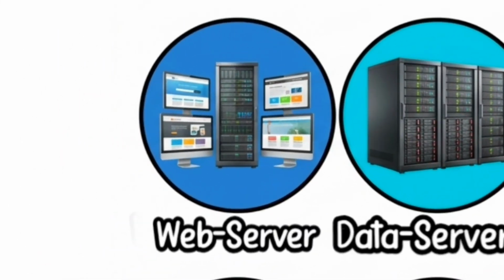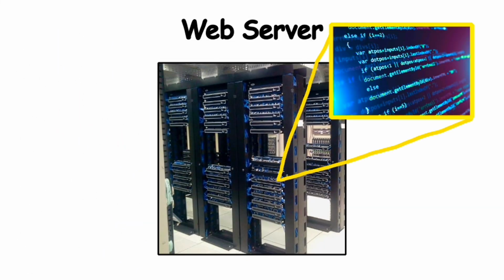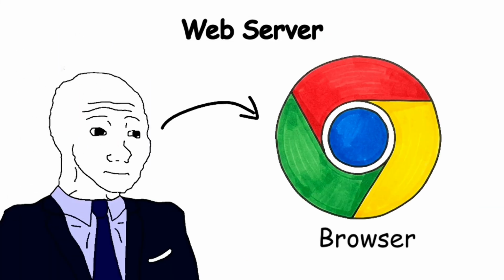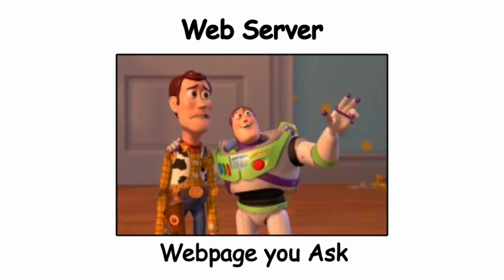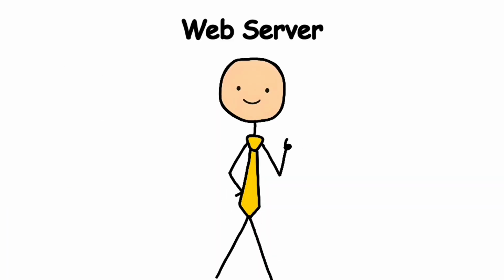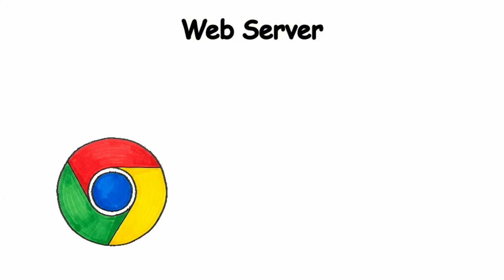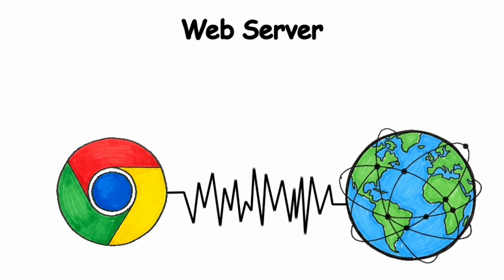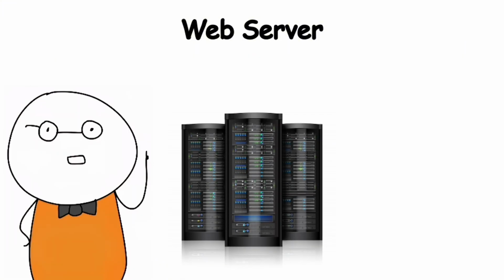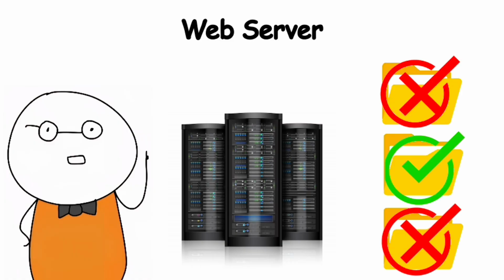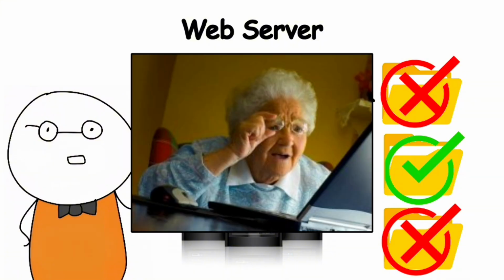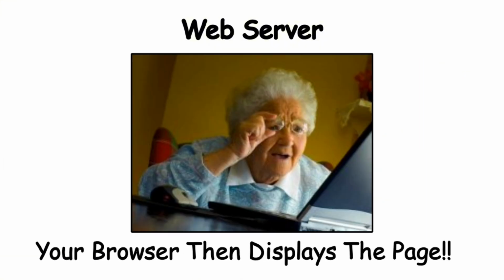Web server. A web server is a program that receives requests from your browser and sends back the web page you asked for. So the way this works is, when you type youtube.com into your browser, it sends a request over the internet. The web server receives it, finds the right files, the HTML, images, and styling, and sends them back. Your browser then displays the page you see.